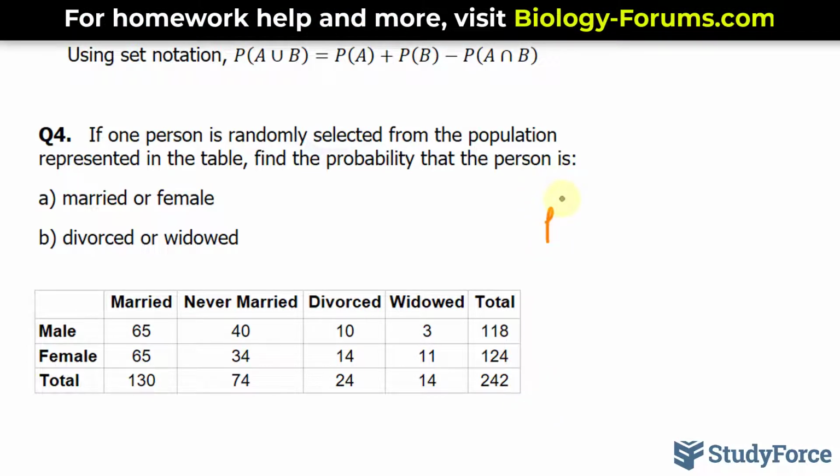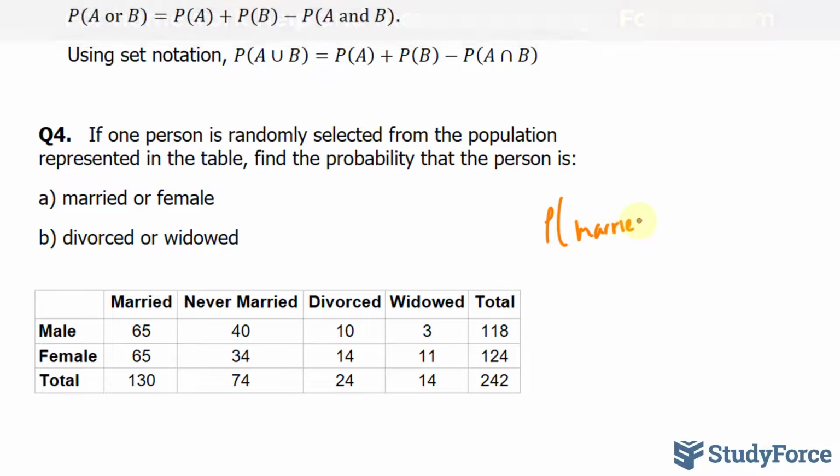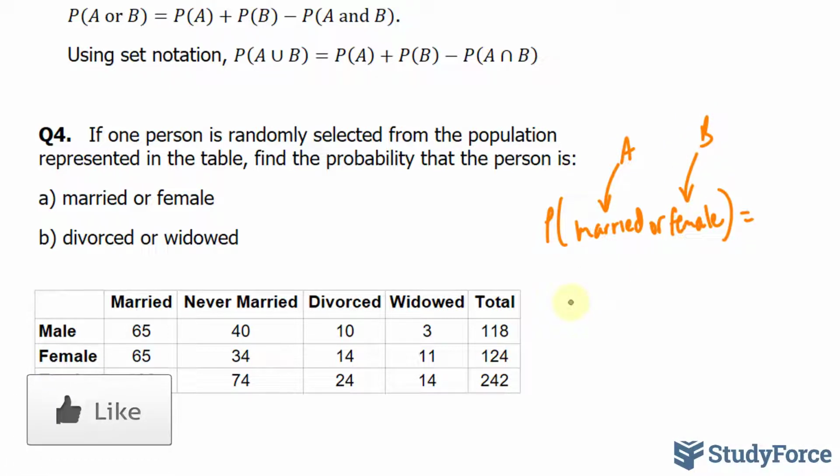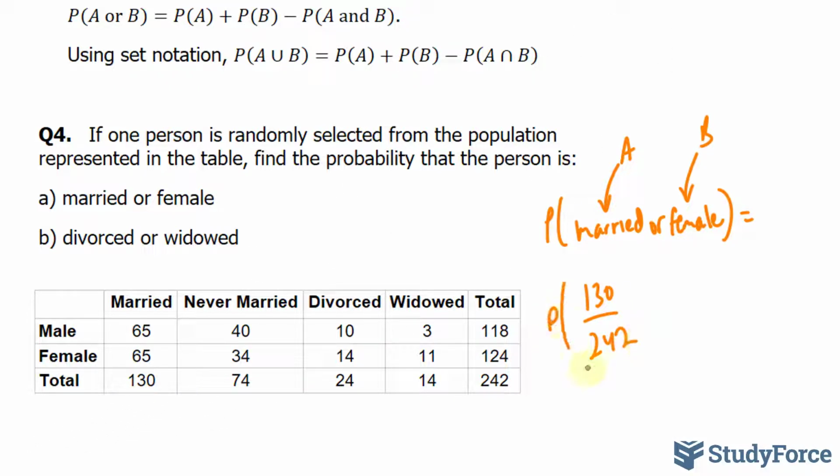We'll write down P of married or female is equal to the probability of A. So we'll call this A and we'll call this B. The probability of being married is 130 out of 242. That's the first one. We're looking at this. And now the probability of being female is 124 out of 242. And we'll subtract this by 65, being married and female.